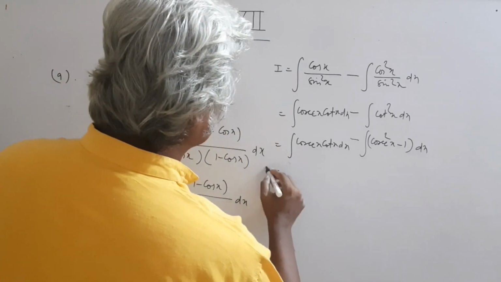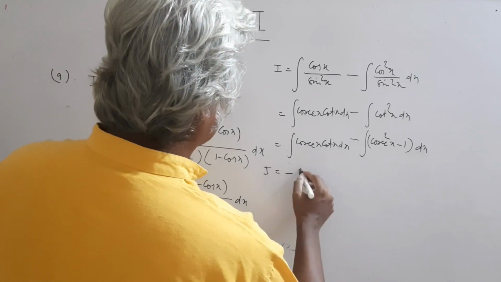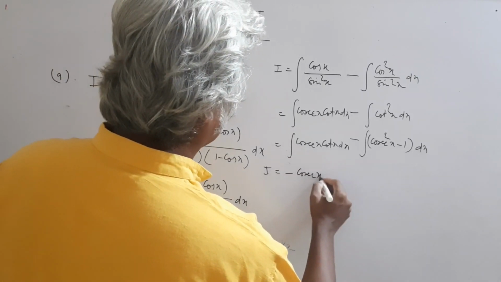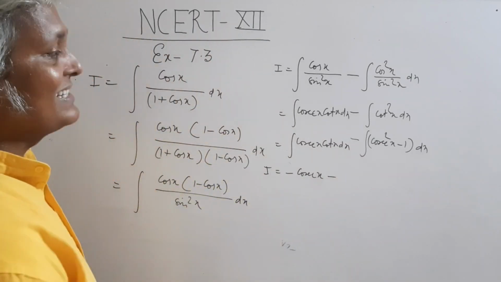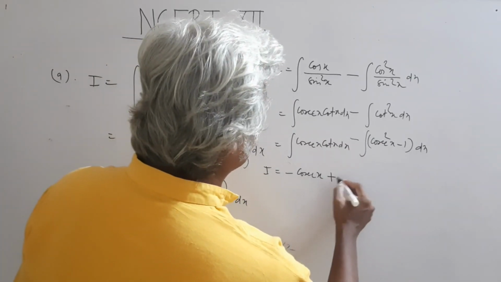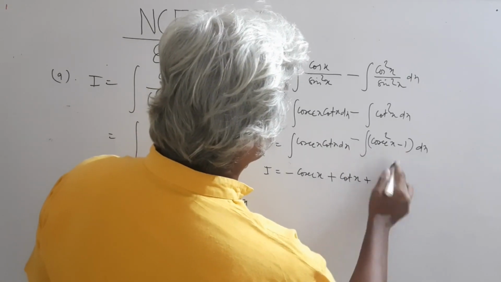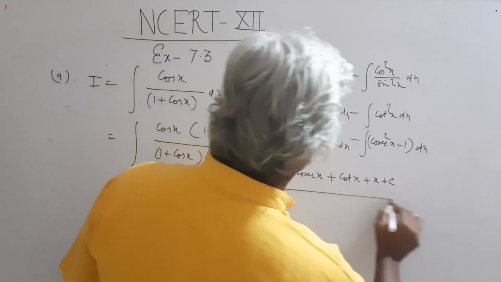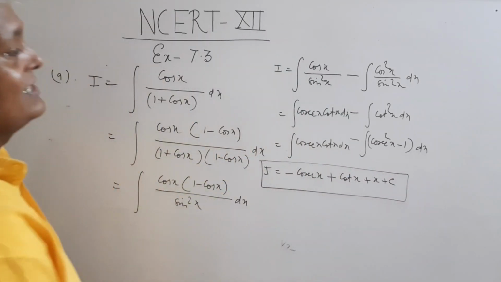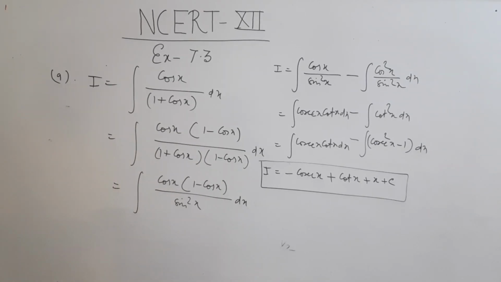So I write the answer directly. The integration of cosec x cot x is minus cosec x, minus the integration of cosec square x, which gives you minus cot x. So this minus will become plus, and that is cot x. Minus and minus, this is plus. Integration of 1 dx gives you x plus c as the constant of integration, and here it goes. This is your answer. Now I'll do one more question in this video, and that is question number 10.